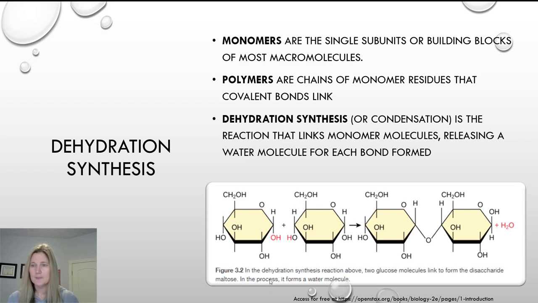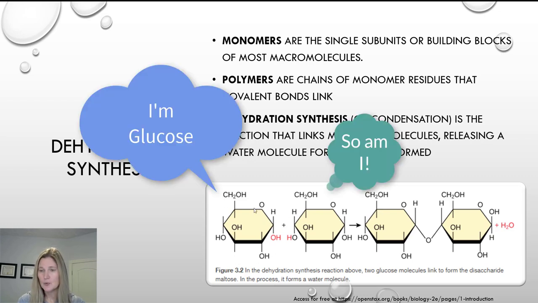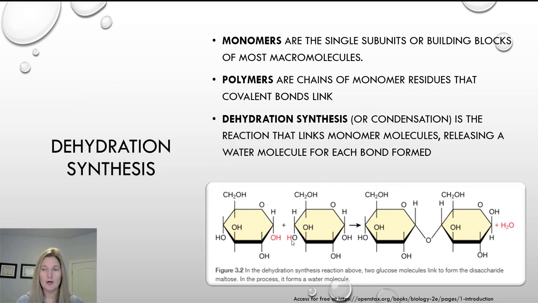So let's look at an example here. We have two molecules, and these two molecules are actually the monomer of carbohydrates. This is a glucose molecule. And we want to bring these two glucose molecules together to form a polymer. To do that, we must dehydrate it, remove a water molecule. So we'll remove the hydroxyl group from this glucose molecule and a hydrogen from this. By removing or dehydrating, we form water.